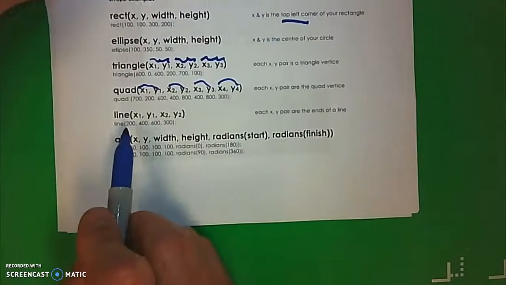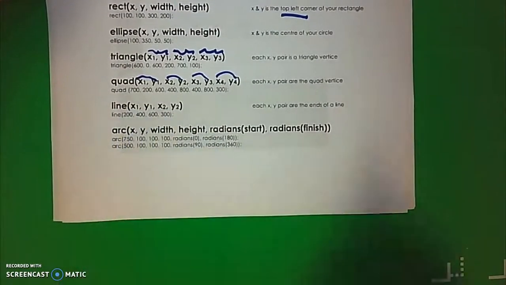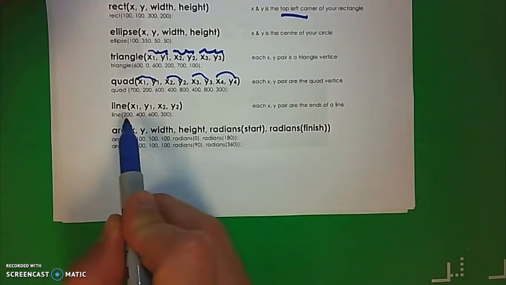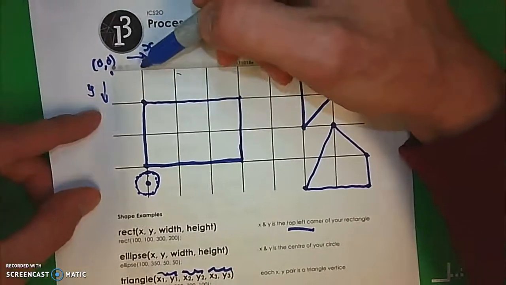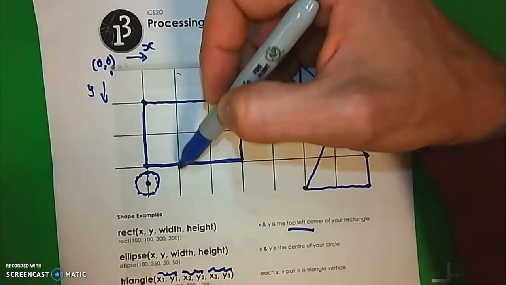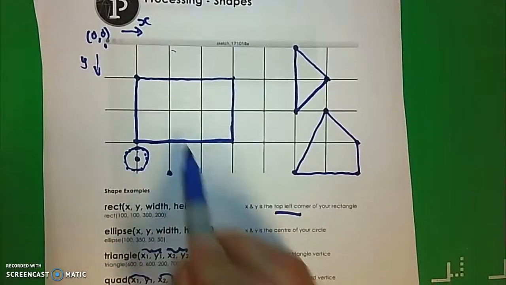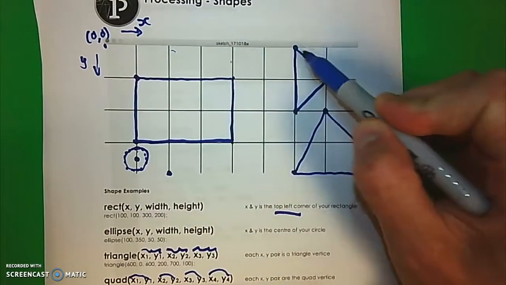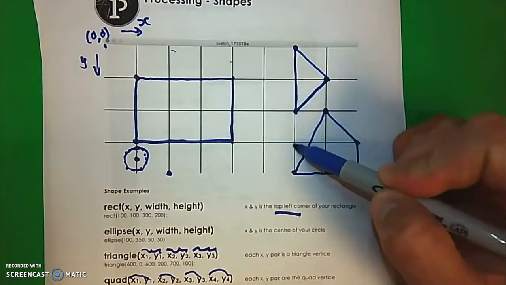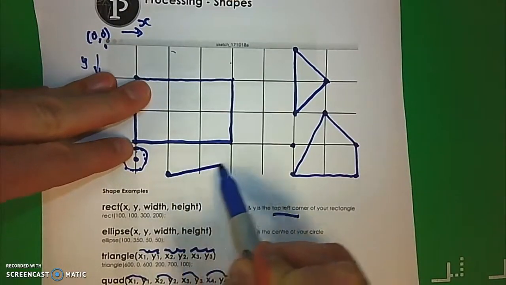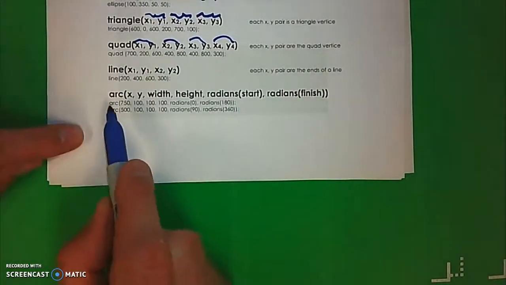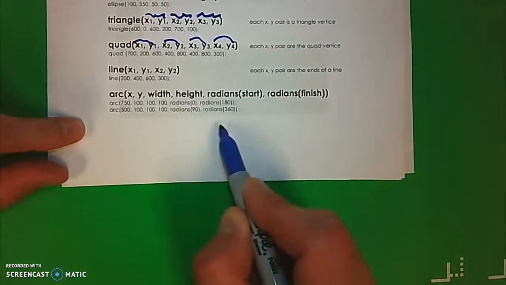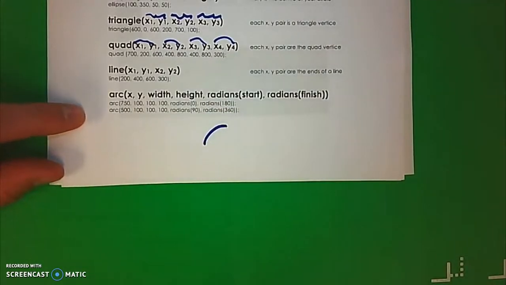The next shape is going to be a line. For the line, you just give the 2 endpoints, and it connects them together for you. So we'll draw this line from 200, 400 to 600, 300. We connect those 2 together, and there's our line. The last shape is an arc. Arcs are tricky because an arc is like a piece of a circle. It would be something like that, right? A piece of the outline of a circle.